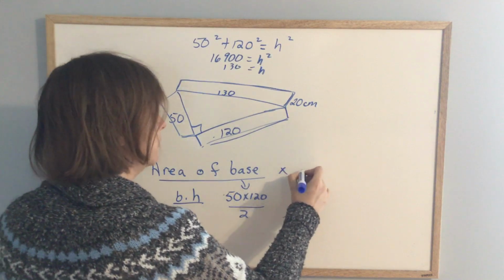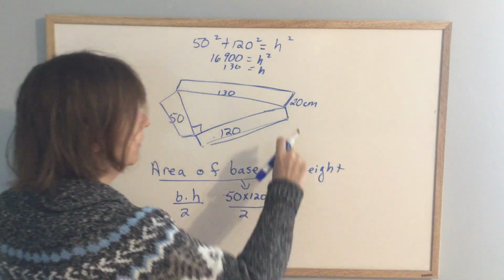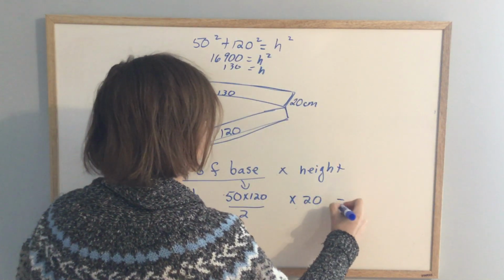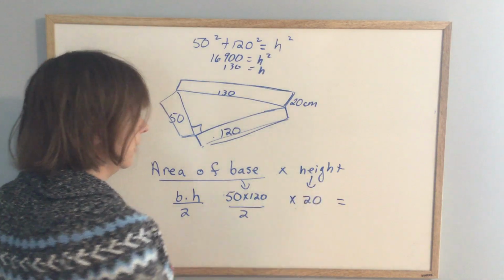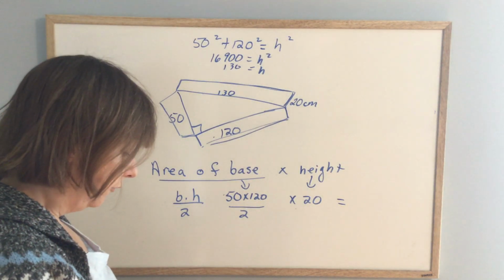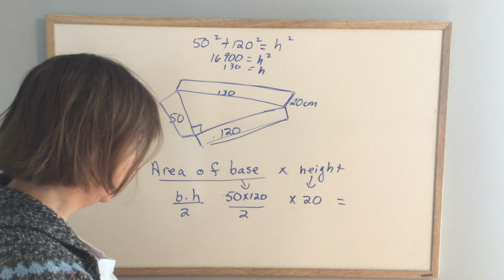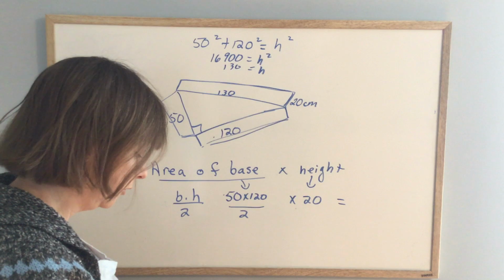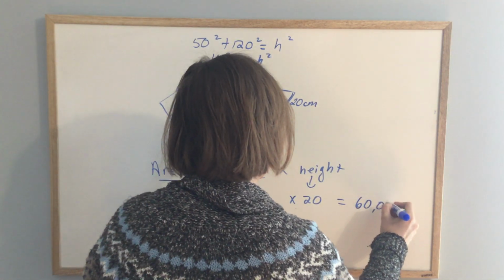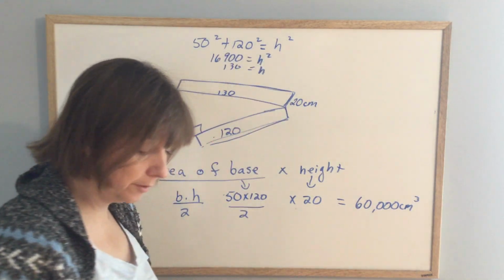Then we have to multiply it by the height of the prism. How tall is the prism? Well, the prism is 20 centimeters. So we're going to do times 20 centimeters. That would be your height. So really, I'm just going to do 50 times 120 divided by 2 times 20, and that's going to give me 60,000 centimeters cubed. All right?